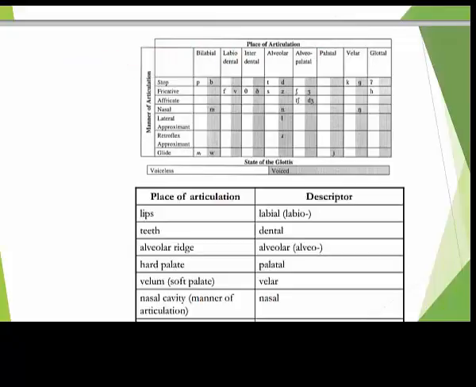Teeth is dental, for example. Another thing that makes it easy is that the IPA chart is organized such that the very front part of the vocal tract, the lips, are over here, and the furthest part of your vocal tract, the glottis, is over here. So it's kind of like a head facing to the left.